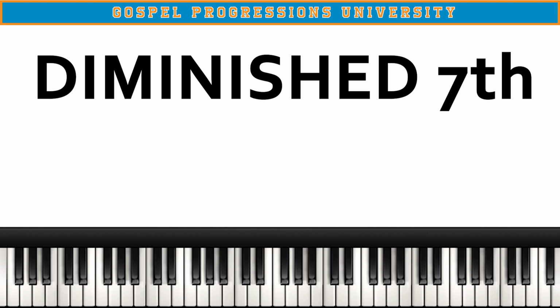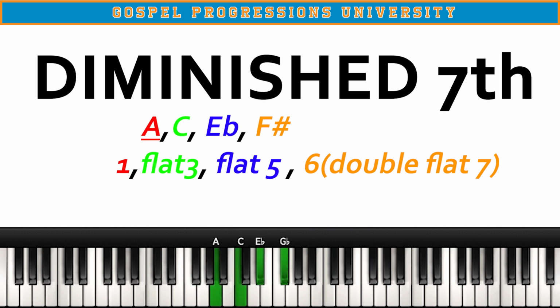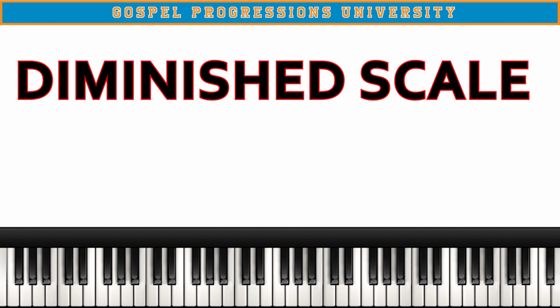When we invert C diminished, our first inversion gives us an E flat diminished 7th. Our second inversion gives us F sharp or G flat diminished 7th. Our third inversion gives us A diminished 7th. So what I'm about to do now is open your understanding. This chord has its own scale. And unlike the major scale, which has 7 tones, the scale where the diminished chord comes from is an 8-tone scale. And surprisingly enough, it's called the diminished scale.